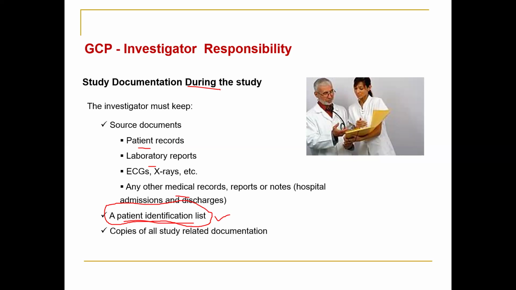So every patient in a clinical trial is assigned a number. Their names are not used. So where is this identification list kept? At an investigator site.